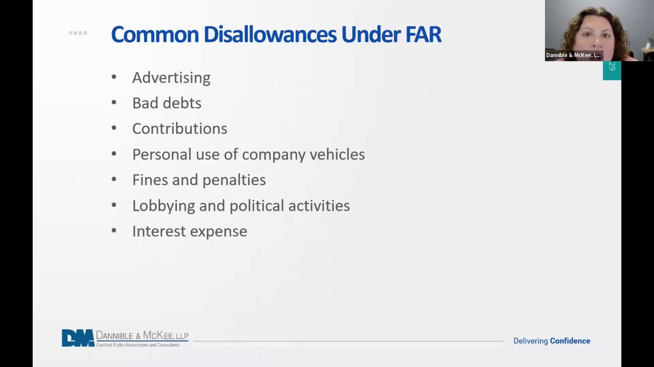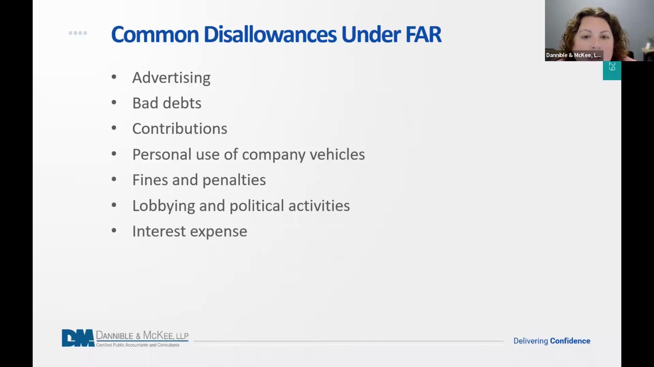Bad debts. If you have write-offs of customers, certainly they are not going to allow you to get reimbursed for that. Contributions. If you make charitable contributions to your favorite charity, they say, great, but we're not going to pay you for that or reimburse you for that. So that would be considered an unallowable cost.